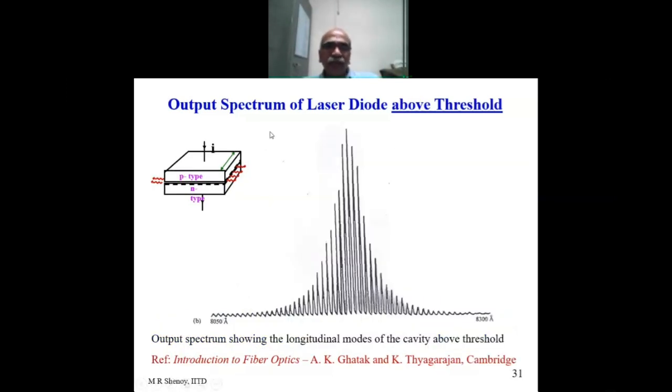And when the laser goes over threshold, the same output changes into this form. What it shows are the longitudinal modes of the laser. These are the resonance frequencies of the resonator, which are building up inside the laser cavity. This is because of the cavity. These are the longitudinal modes.